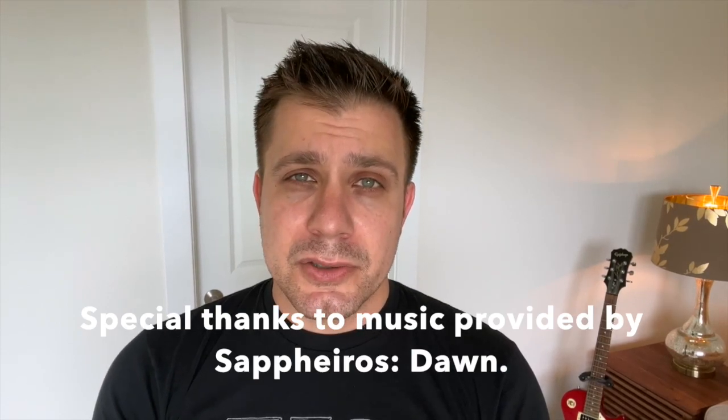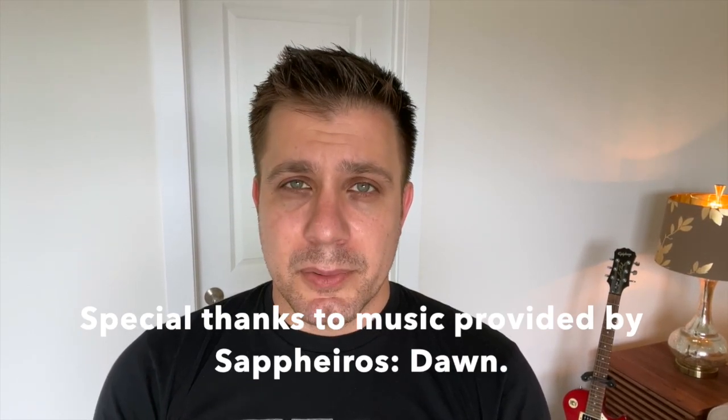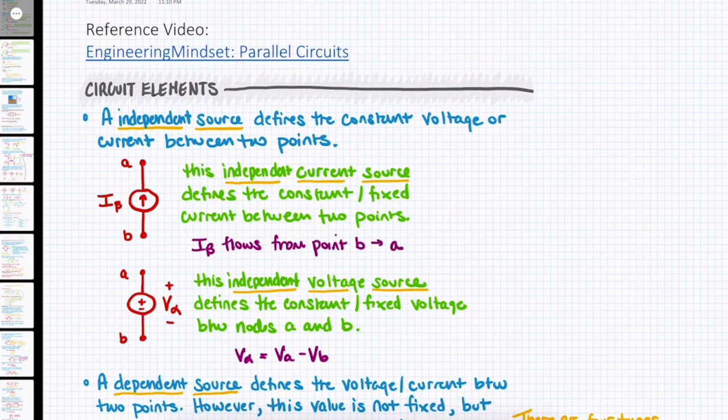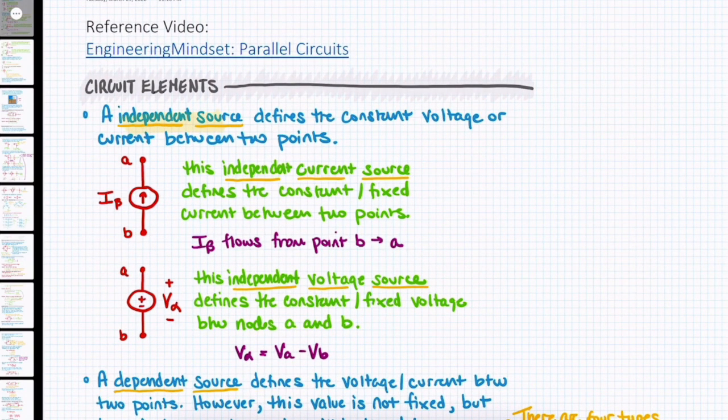Like all my lectures, we'll employ plenty of examples to illustrate these ideas. And now why don't we begin by introducing the topic of independent voltage sources. The first topic we'll discuss are various circuit elements, and we begin with the independent source. So the independent source defines a constant voltage or current between 2 points.